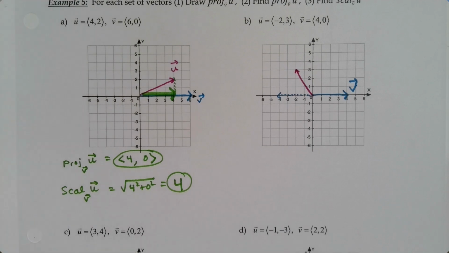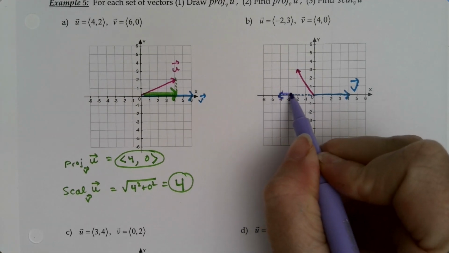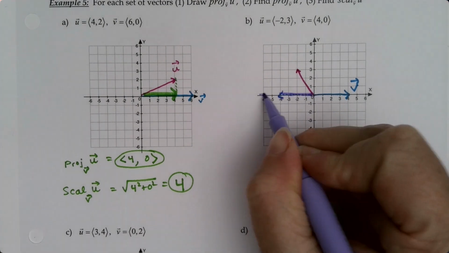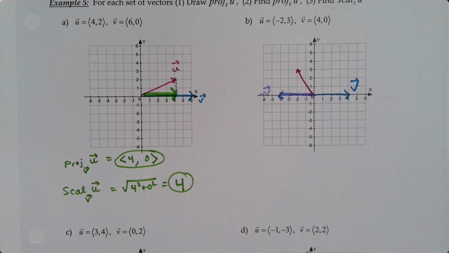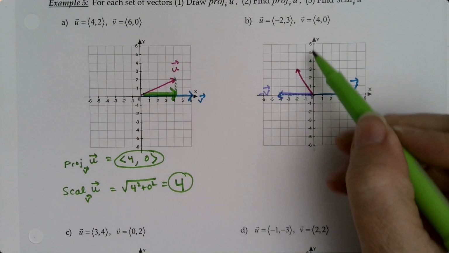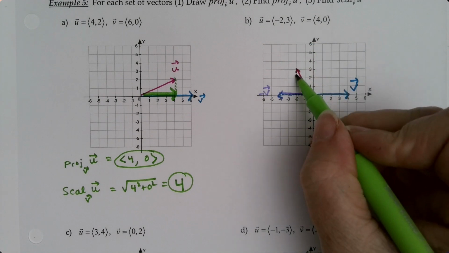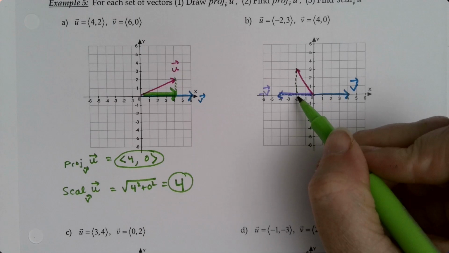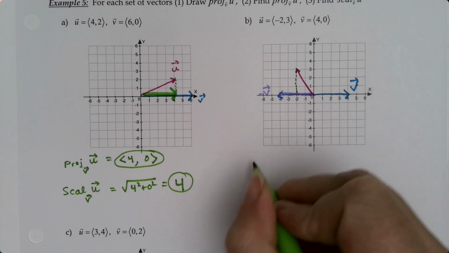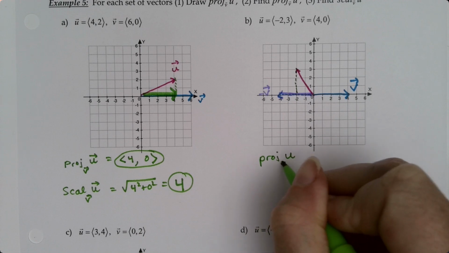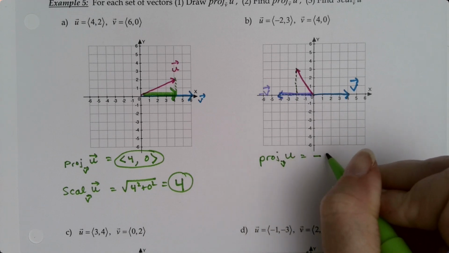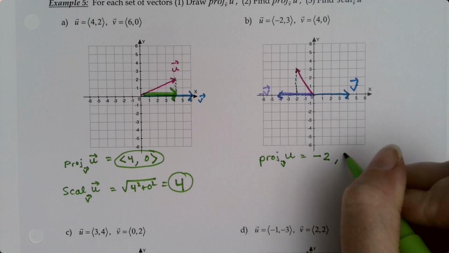Let me do it in a different color. How about purple? So there's negative v. And that's where negative 2, 3 is going to be on. Now if I drop the perpendicular, imagine the light source up above, and I drop the perpendicular straight down, it'll be negative 2, 0. So the projection of u onto v is negative 2, 0.